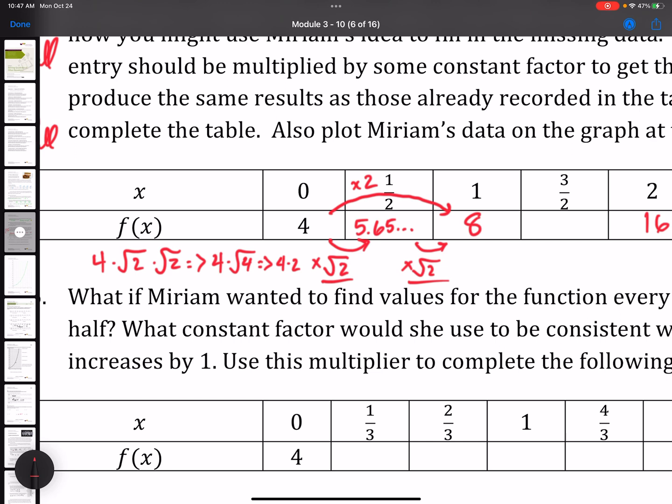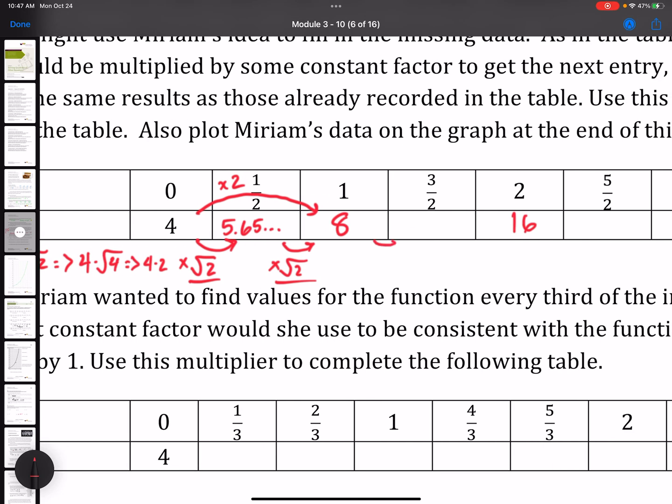Okay. So first let's finish filling this in, right? Now I've got 8 times the square root of 2, and that is 11.31 ellipsis. And when I multiply that by the square root of 2, what do you think I'm going to get? 16. Yeah, and I get exactly 16.